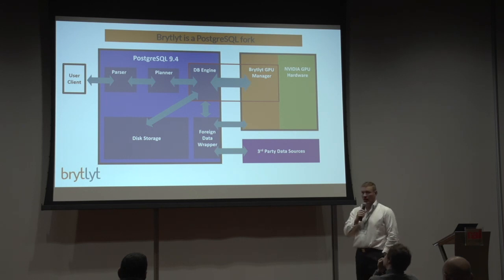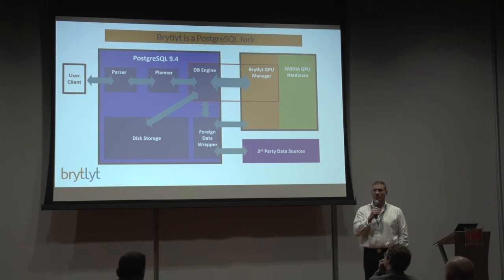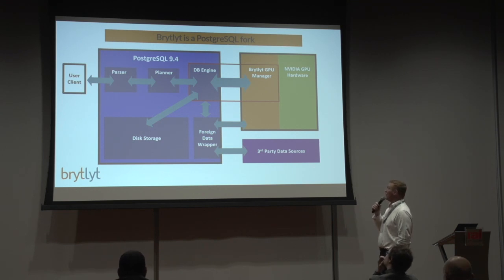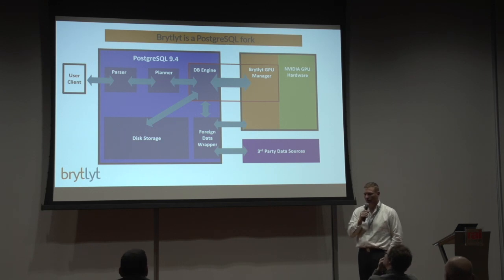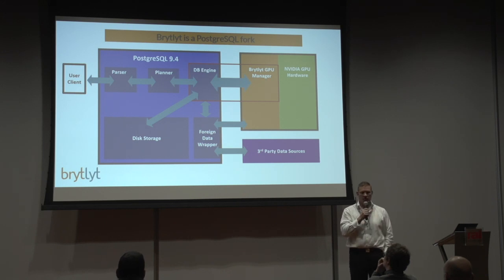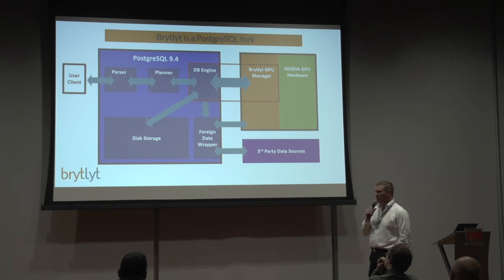So Brytlyt is a Postgres clone. We've done a lot of work rewriting the database engine to actually run commands via our GPU manager. The GPU manager controls the GPUs, and we have a dedicated GPU manager for each collection of GPUs. So in the example that Jakob was talking about, there were 2 GPU managers on a single Power 9 server, and you might have 5 servers. So you'd have 10 GPU managers, and they all interact with each other using IP.